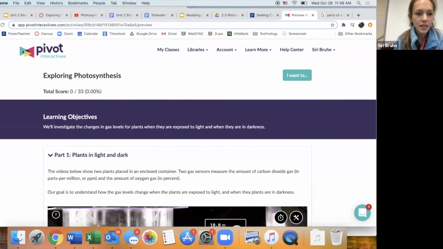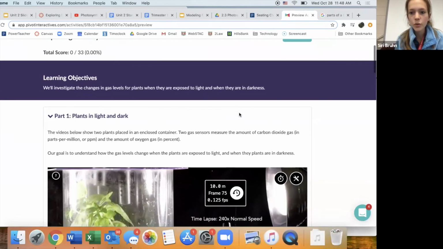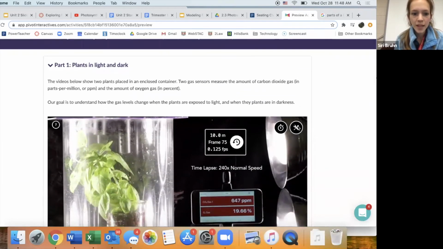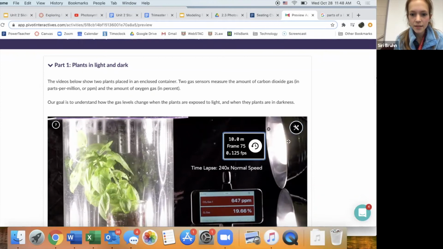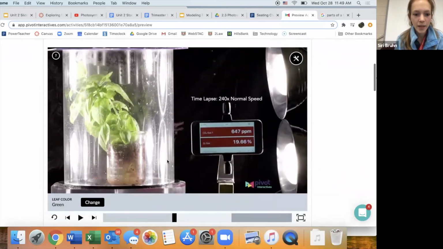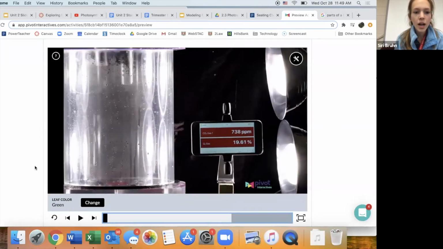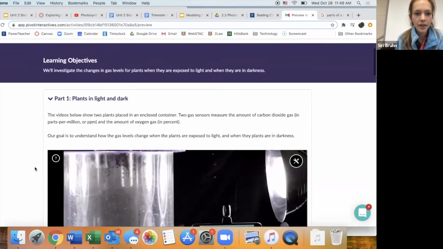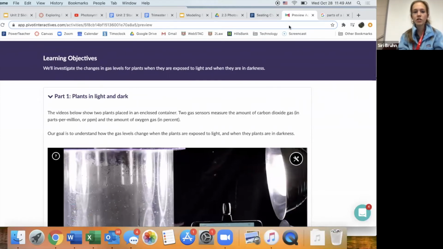So Pivot is this really cool lab software. And basically what you're going to do is collect data from a video of an experimental setup. So this is what it's going to look like when you get here. And the big question that you guys are exploring here is, how do the gas levels, gases being carbon dioxide and oxygen, change when plants are exposed to light and when they're in the darkness?